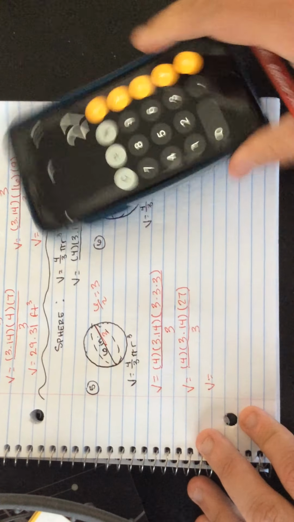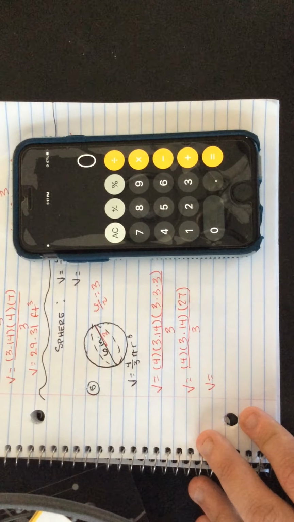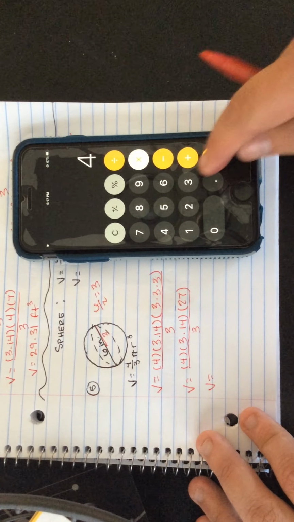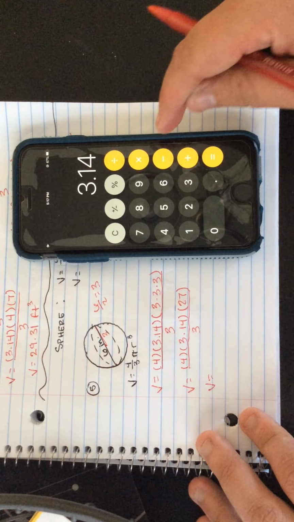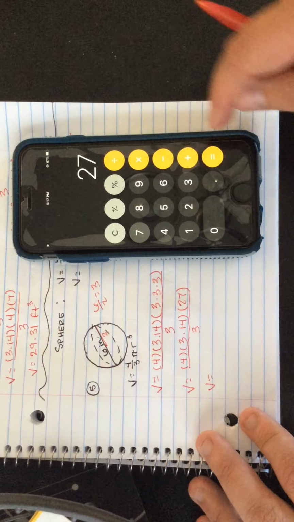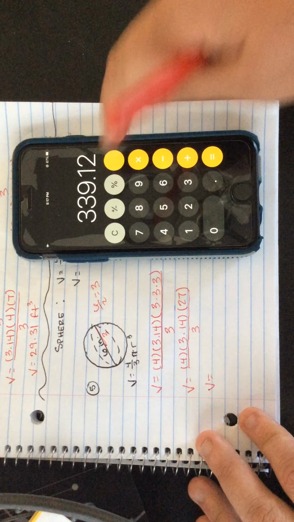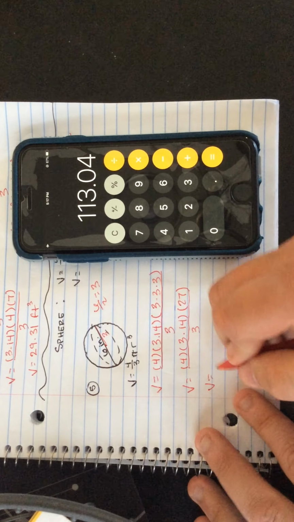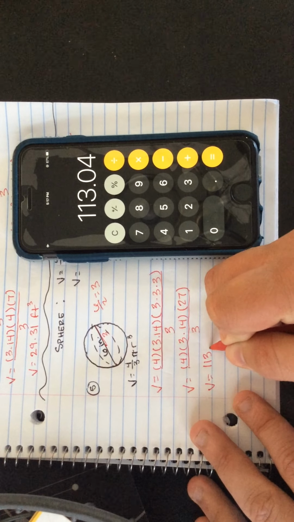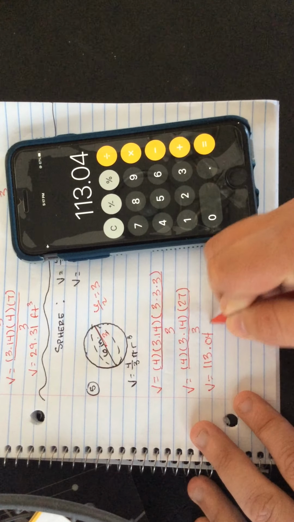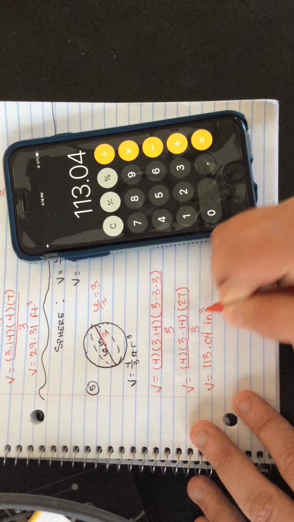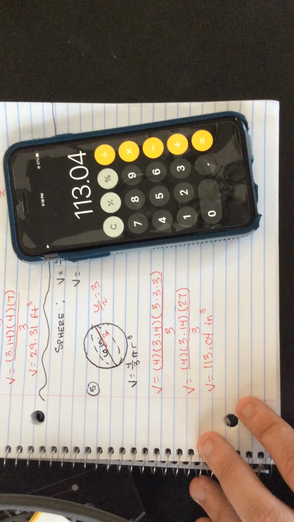So let's put this in here. 4 times 3.14 times 27. Then we've got to make sure that we divide it by 3. So divided by 3 equals 113.04, in inches cubed. Okay?